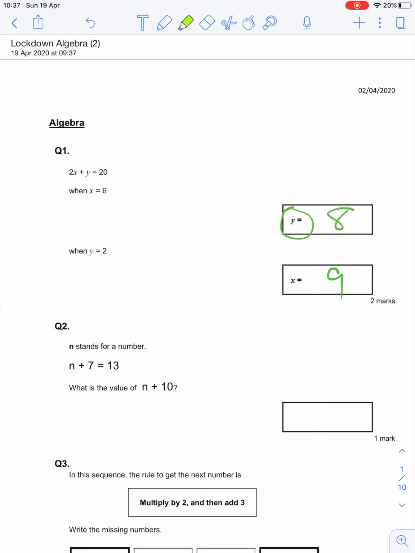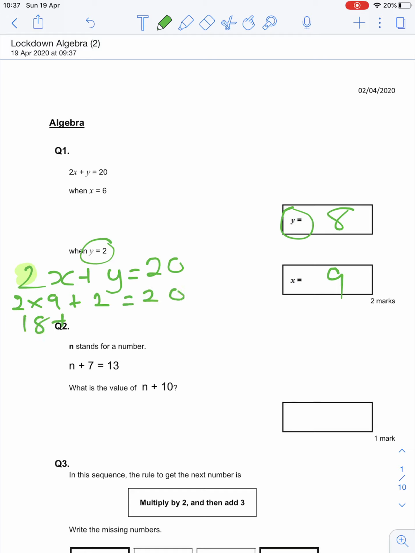I'm not going to just leave it there, I am going to check that. So if I go back to 2x plus y equals 20, I know now that x is 9, so 2 times 9 plus 2 equals 20. So 2 times 9 is 18, add 2 is 20, so I know that that one must be right.